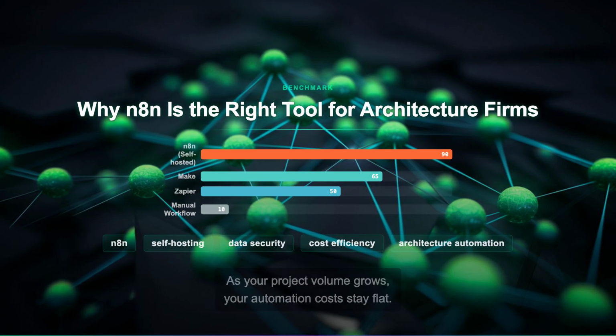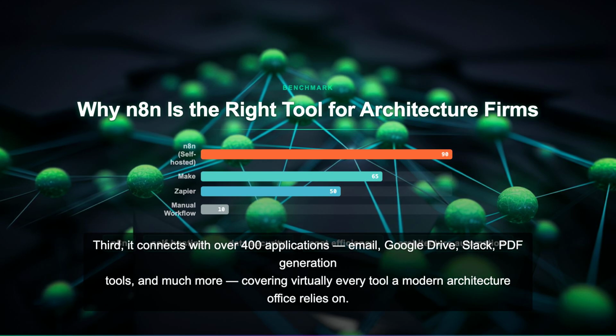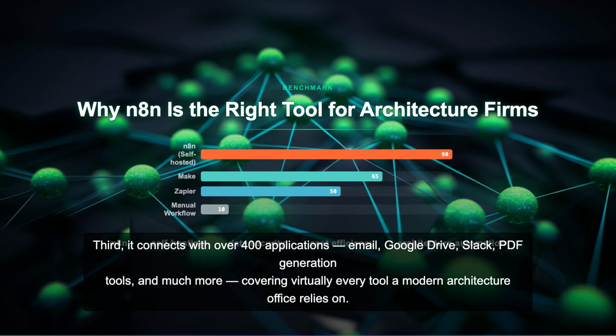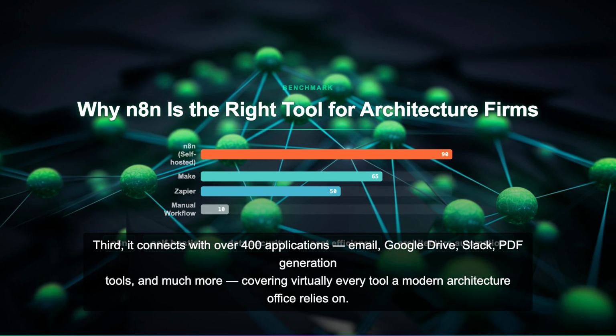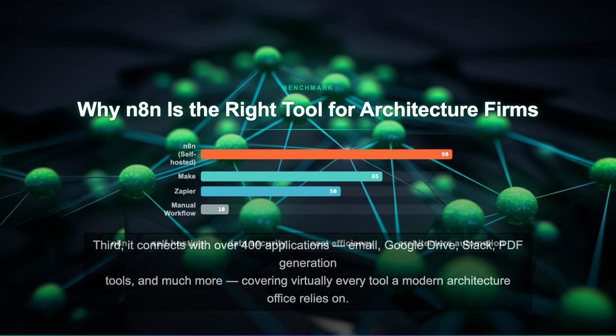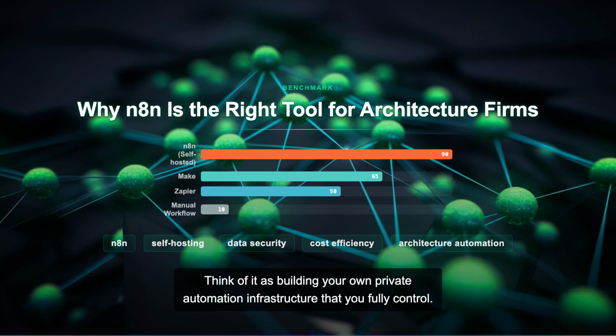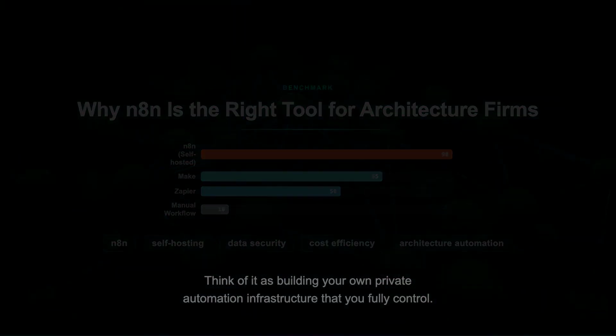Third, it connects with over 400 applications: email, Google Drive, Slack, PDF generation tools, and much more, covering virtually every tool a modern architecture office relies on. Think of it as building your own private automation infrastructure that you fully control.